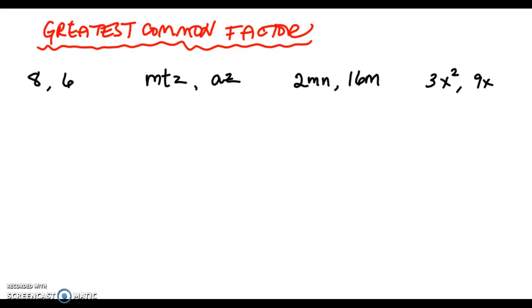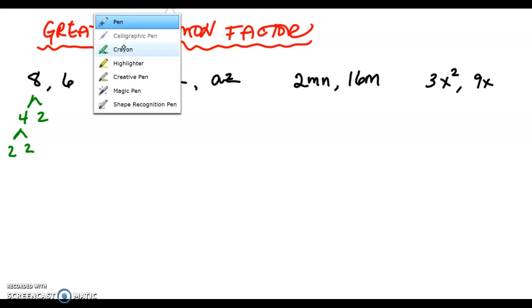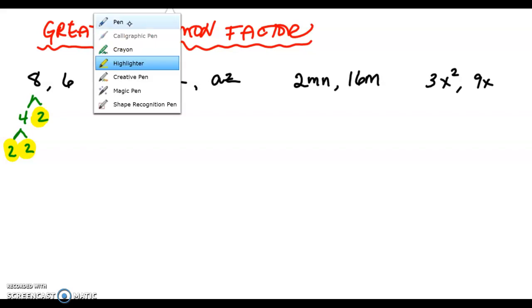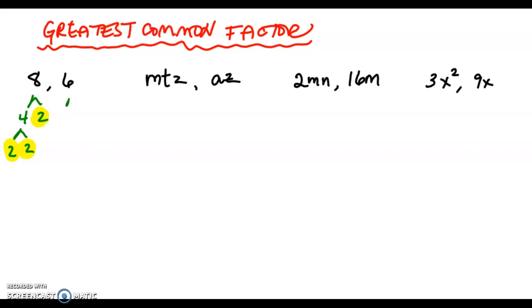The first one here, 8 and 6. Now, how do we find the greatest thing that they have in common? Often in the past, you've written a factor tree, and we can do that. 4 times 2 is 8. 4 can be factored as 2 and 2. So these are the factors, then, of 8. And similarly, we do that with 6. We see the factors are 3 and 2. And the factors, then, are written there.